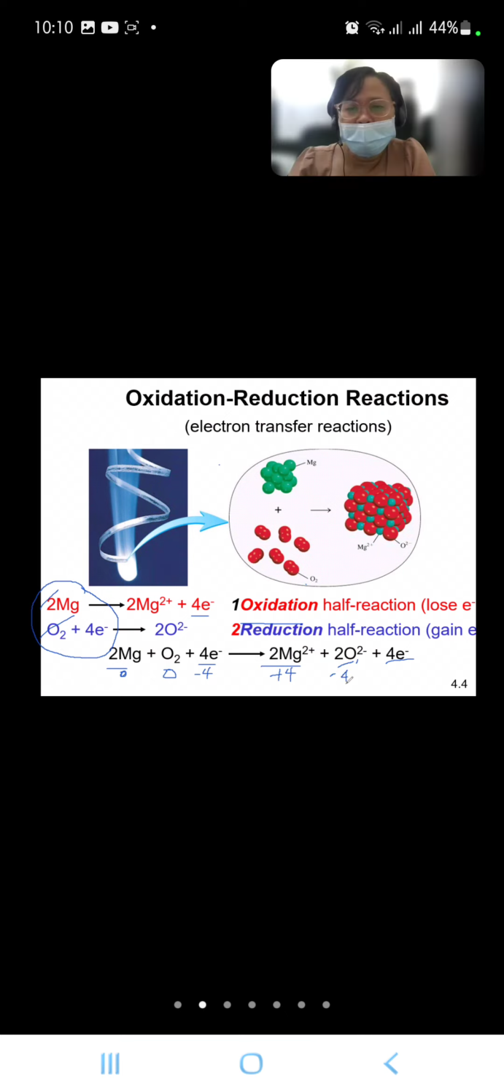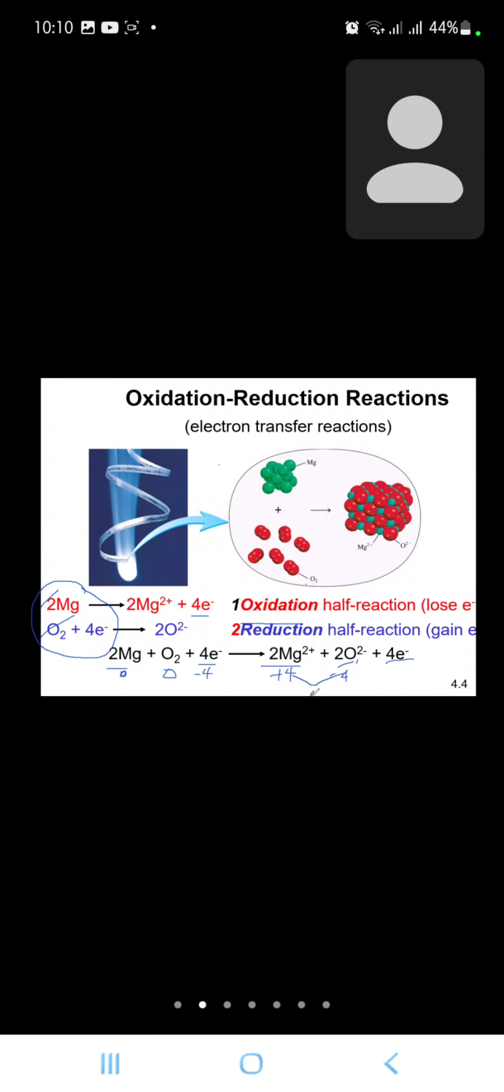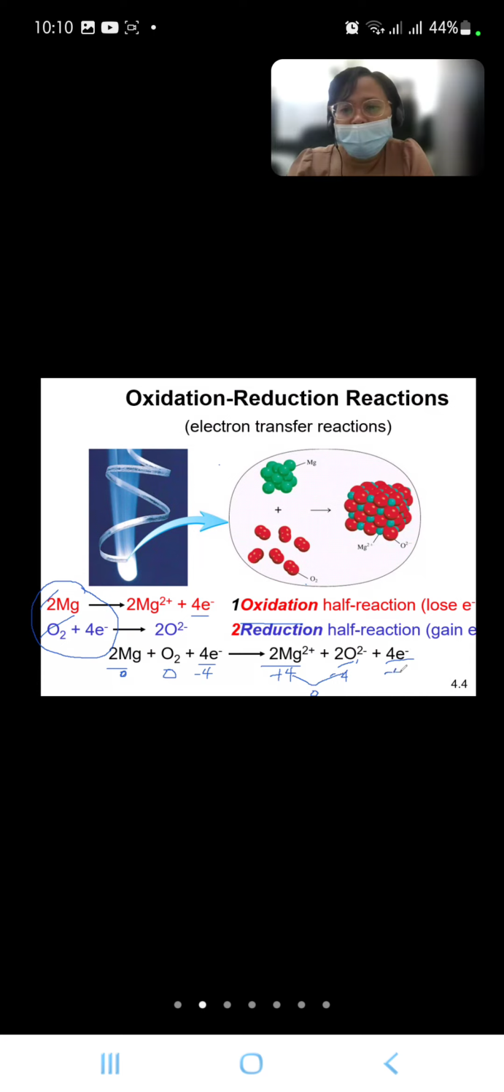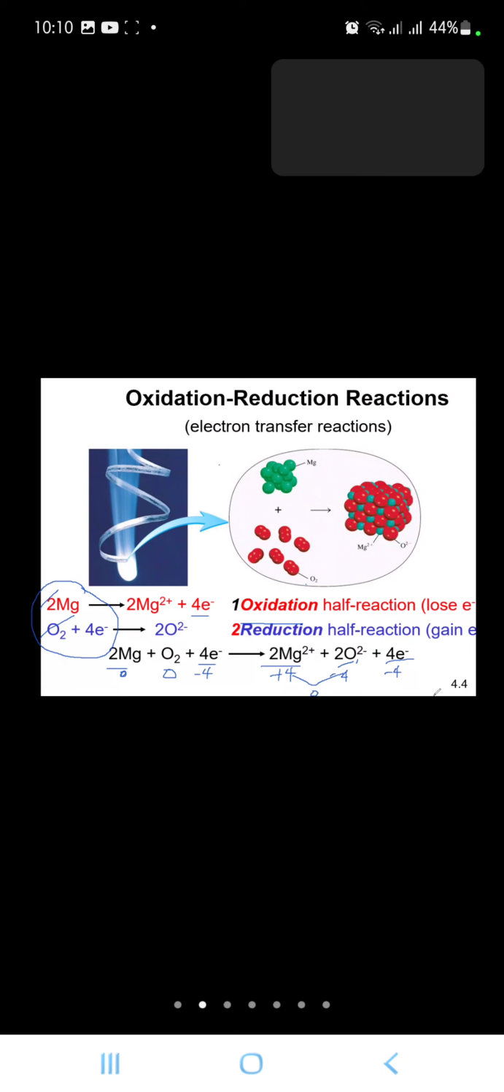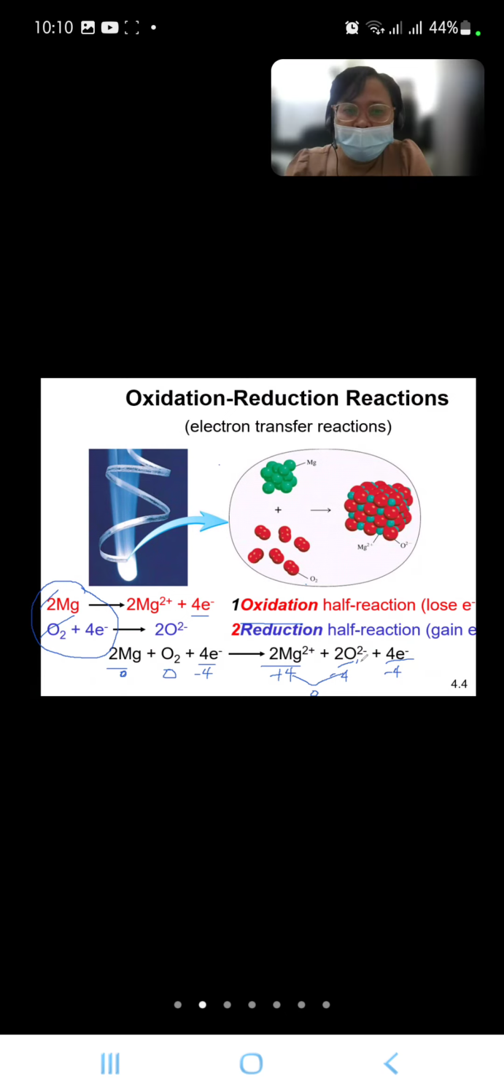Okay, positive 4 and negative 4 is equal to 0. And this one is 4 electrons. So with respect to the charge, our equation also is balanced. So this is now our balanced equation.